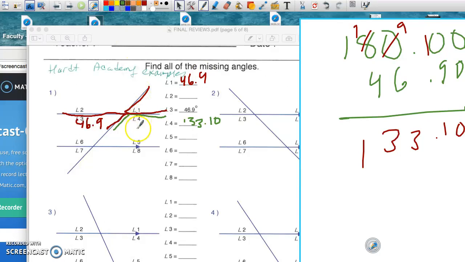And then this angle corresponds to this angle. See that? So if this angle is 133.10, guess what angle 2 is going to be? 133.10. Right? 133.2. Lord, that's horrible.